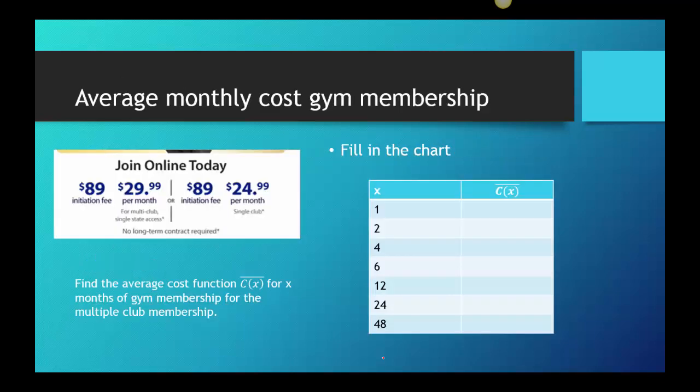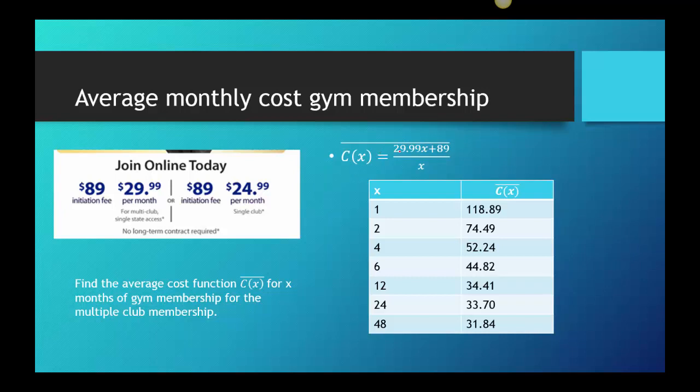All right, last thing to look at, I just wanted to go back to the average cost again, is a gym membership. I took this from the internet somewhere. I don't remember what gym it is. Sorry about that. But it shows you some plans, and I'm going to go with this first plan that says we can go to a bunch of clubs. It says there's an $89 initiation sign-up fee, and then you're going to pay $29.99 a month. So I want to look at the average cost of joining this gym over a number of months.